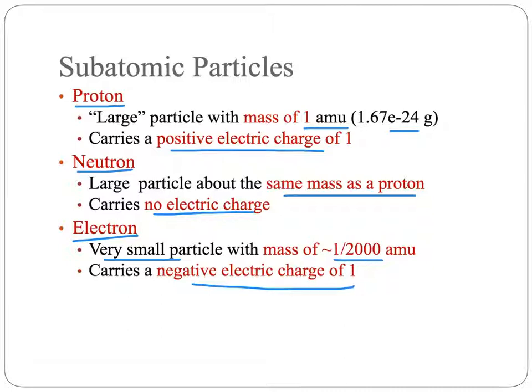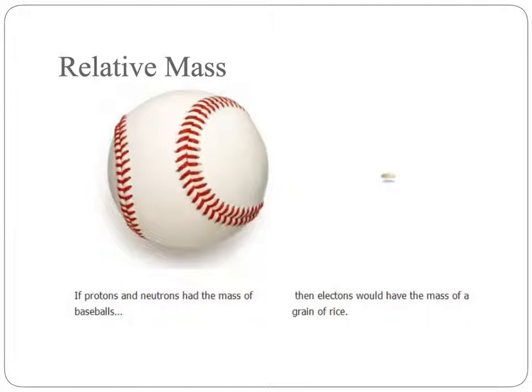What is interesting about your protons and your electrons is that the proton, even though it's much larger, has a positive electric charge that is exactly opposite in size, in magnitude, to the negative electric charge on the electron. So they balance each other out, even though the masses are very different. In fact, here's an illustration I found about the relative mass: if protons and neutrons had the mass of a baseball, then electrons would have the mass of a grain of rice. So you can see there's a very large mass difference between these subatomic particles, protons and neutrons on one side and electrons on the other.